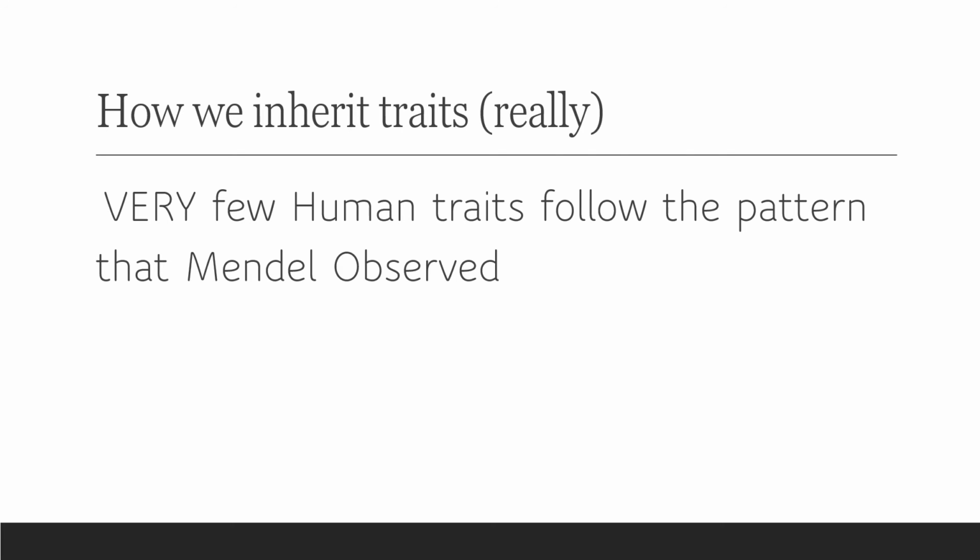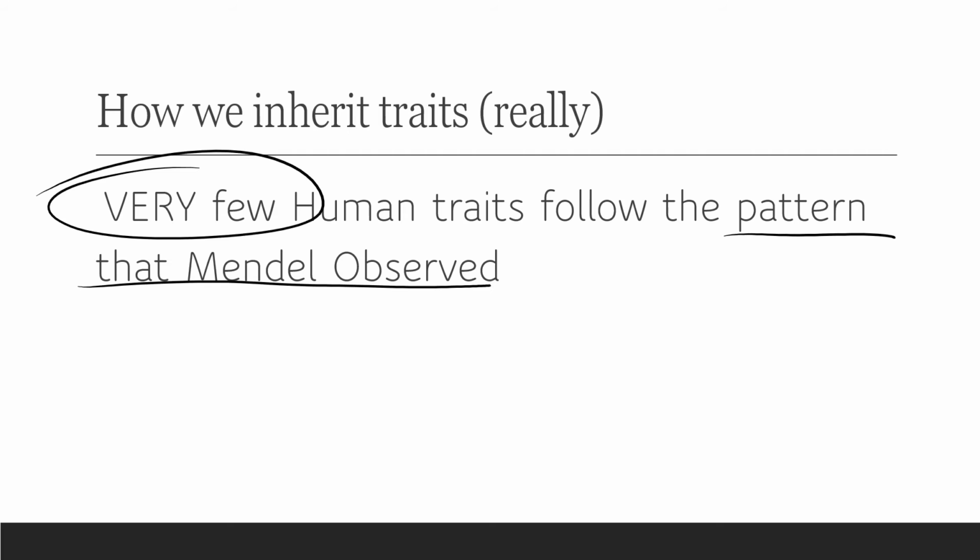Except that this is not how humans actually inherit traits. You see, most traits do not follow the patterns that Mendel observed. So very few traits do. We're on exploration 3 now. You should be on page 3 of your notes. When the question asks how many traits follow the Mendelian patterns, very few, especially for humans. We have much more complex genes than that.